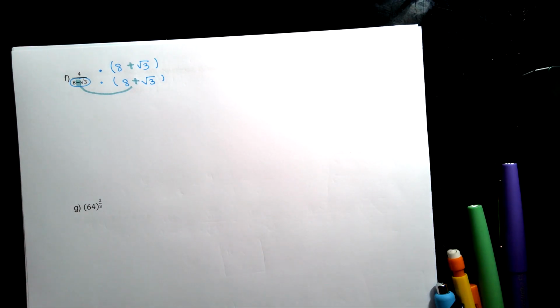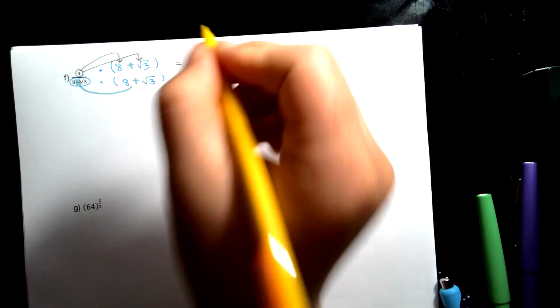In our numerator, it looks like we only have one thing to distribute. So we have 4 and 8, 4 and 3. Now remember, outside of the house stays outside. Inside of the house stays inside.